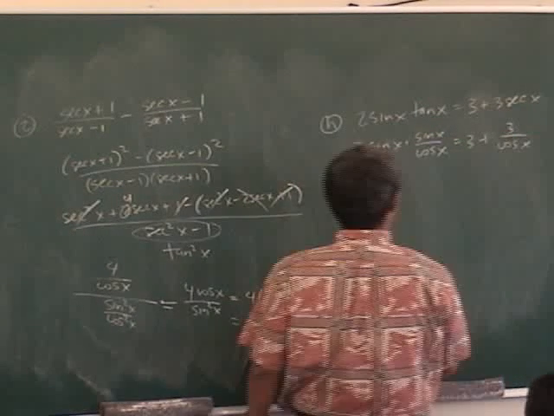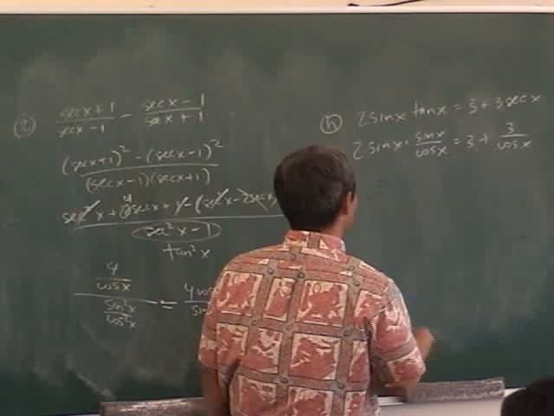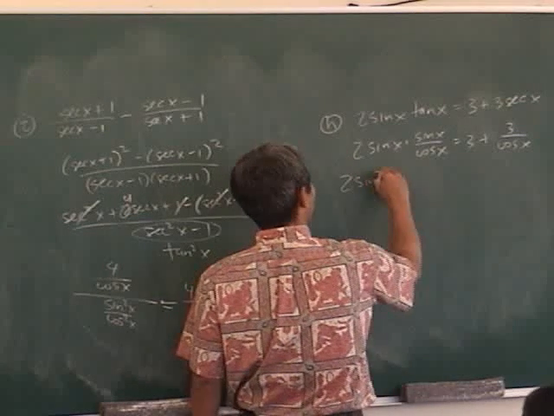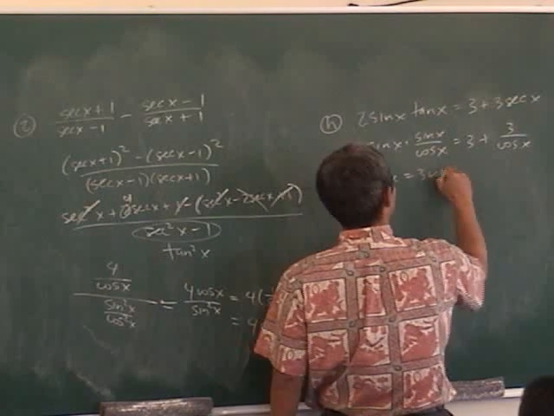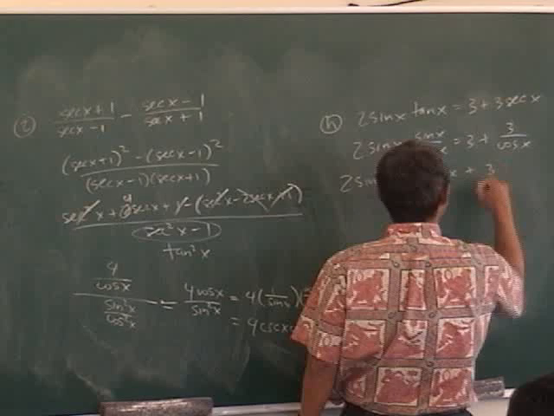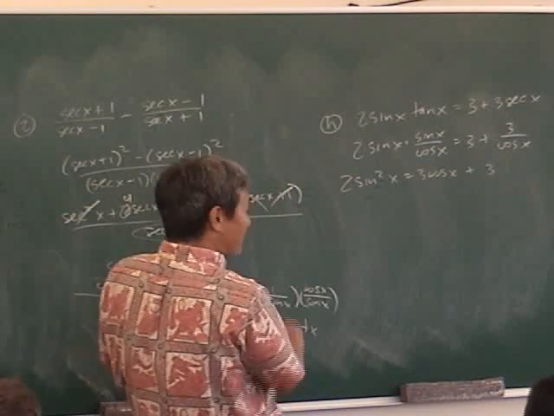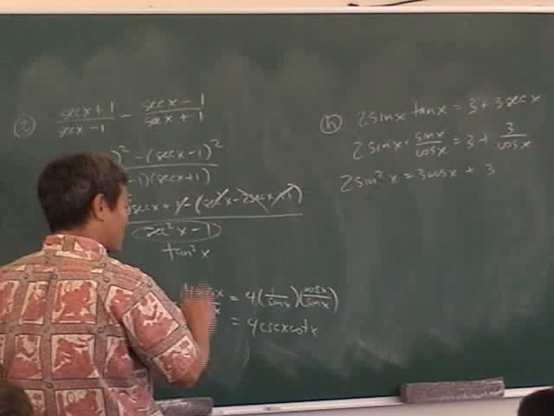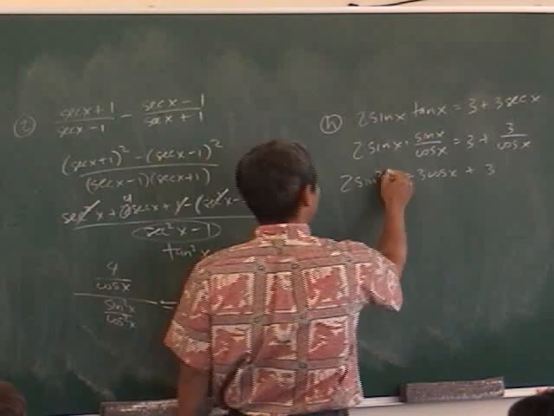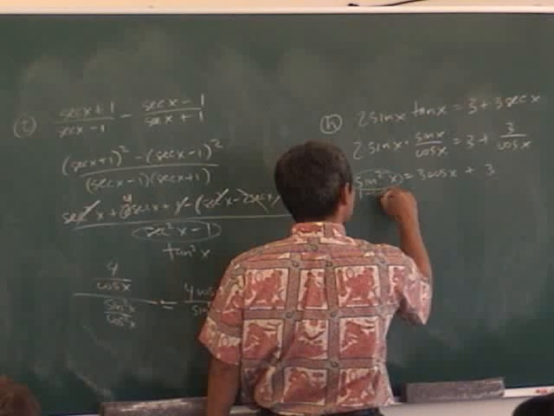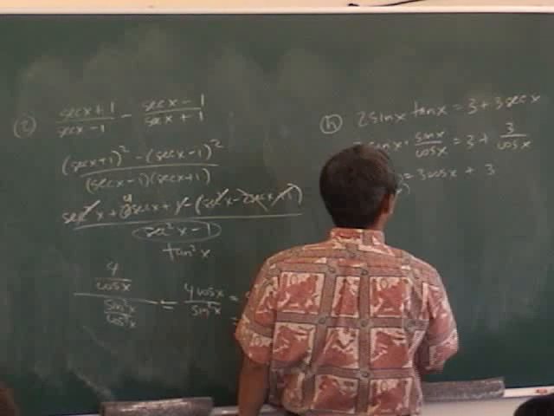Okay, now how do you get rid of the fractions? Multiply through by cosine. So you get 2 sine squared equals 3 cosine plus 3. Now what? You want to try to make everything just one variable, right? So change that to 1 minus cosine squared. Shouldn't that be cosine there? Where? Right there, 2 sine squared cosine.